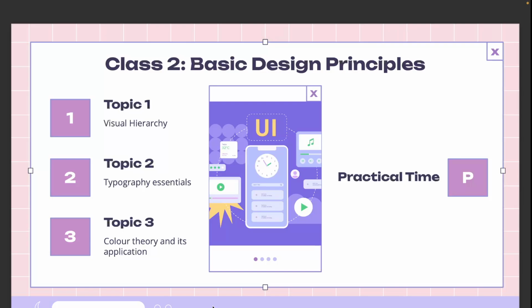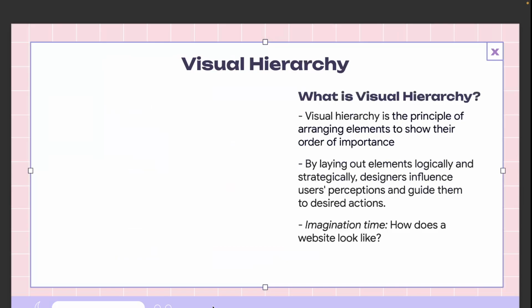So that is why we have that content here also. And of course, we'll see about color theory. This is where the major part of UI will come in, but the UX will also have some of the hint of UX into it as well. Okay, so the very first topic we'll see is visual hierarchy.